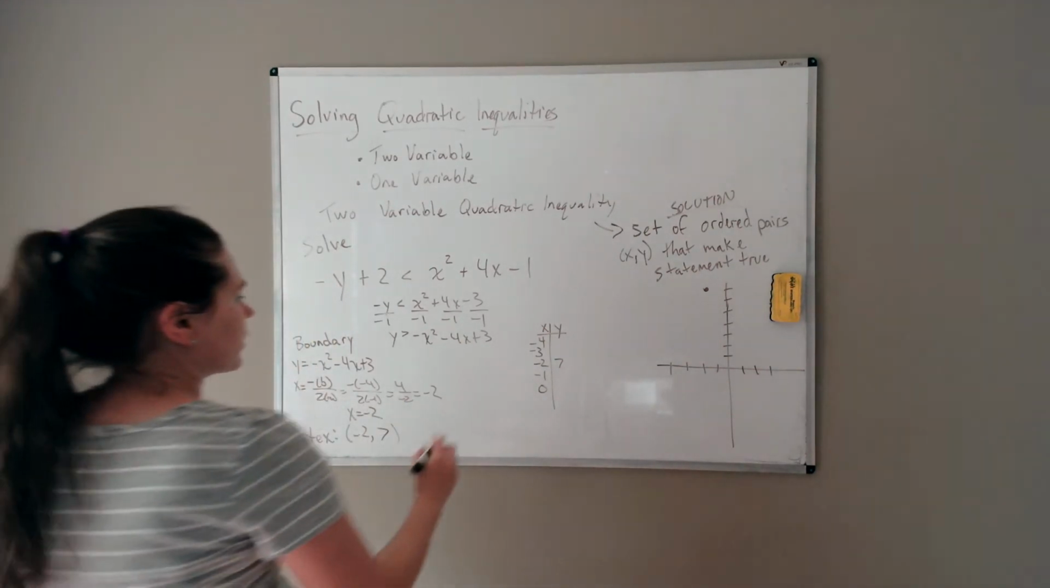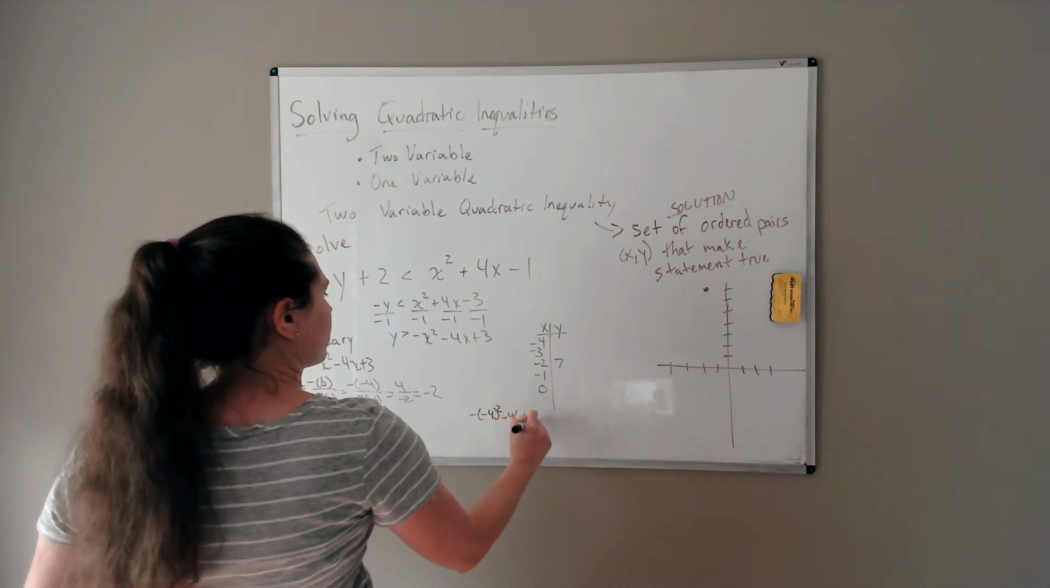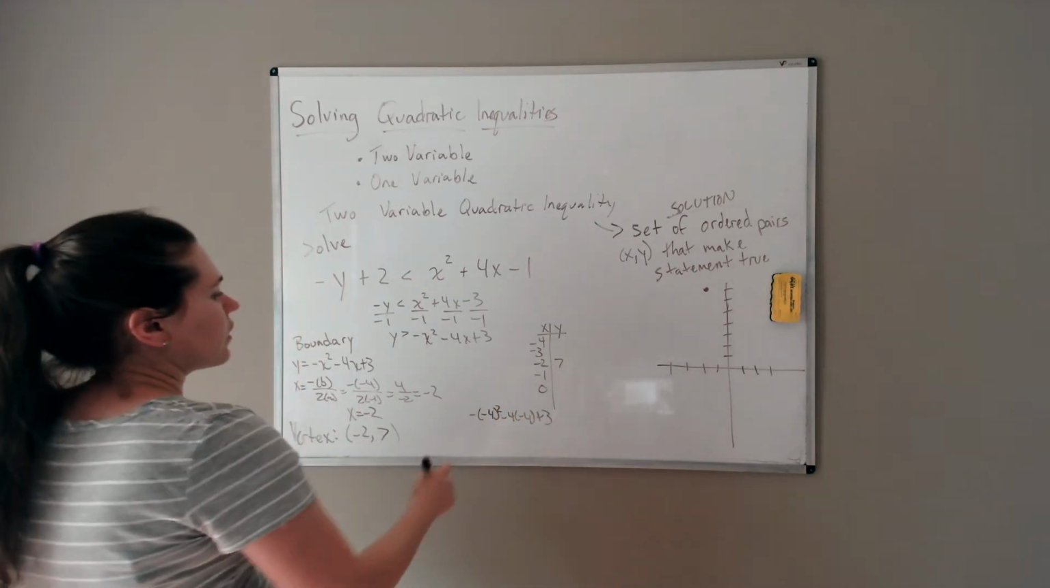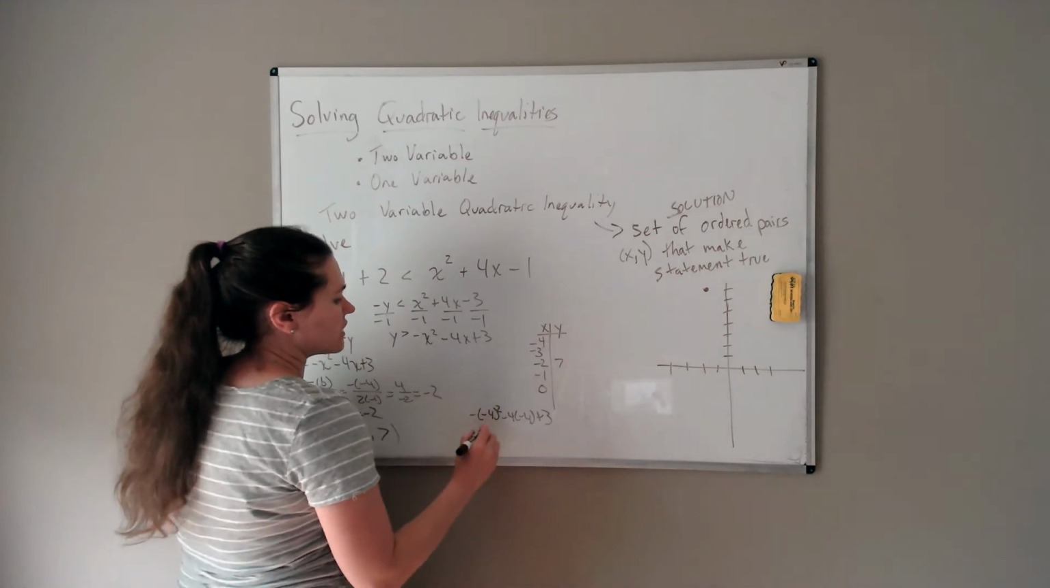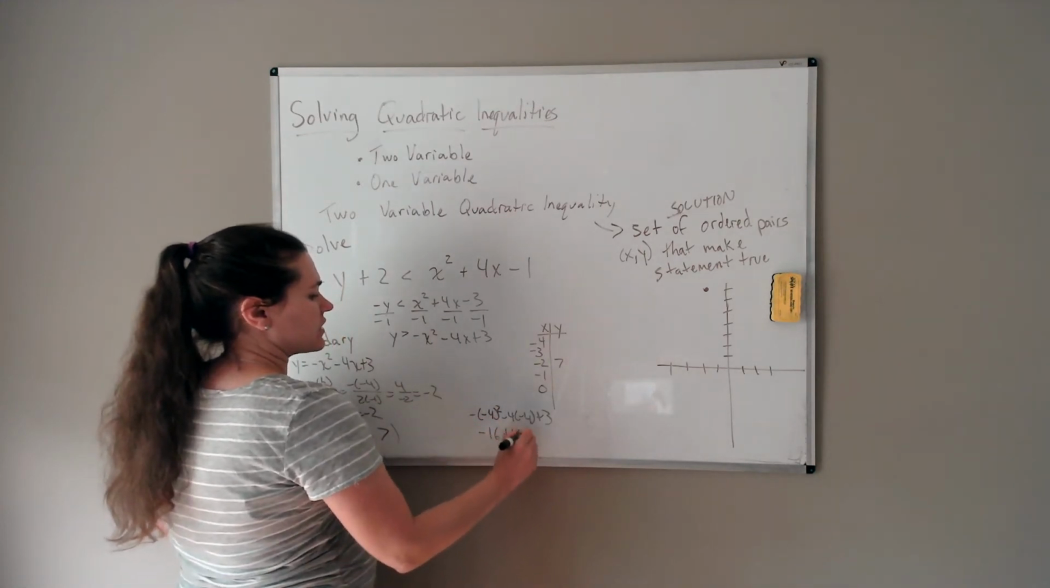Plug in -4 and we get -4 squared minus 4 times -4 plus 3. Make sure you follow order of operations. -4 squared is 16. Now make it negative. This is -16 plus 16 plus 3.